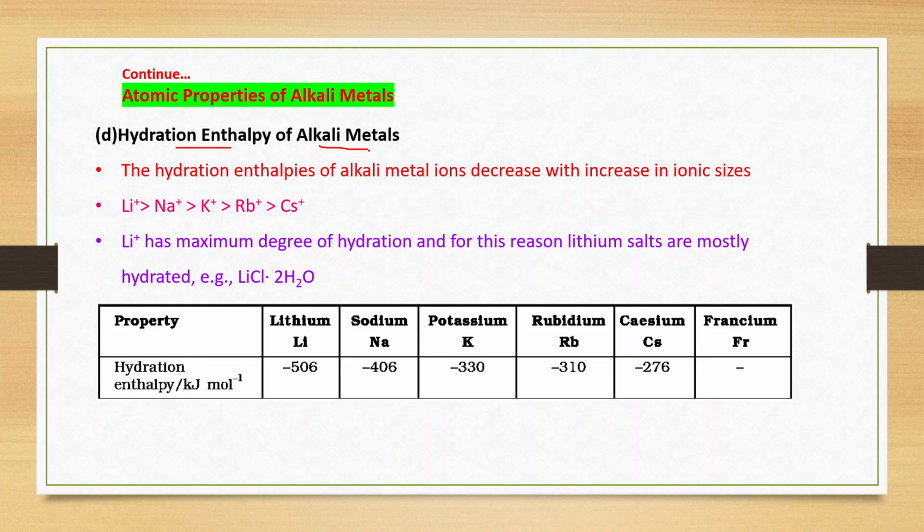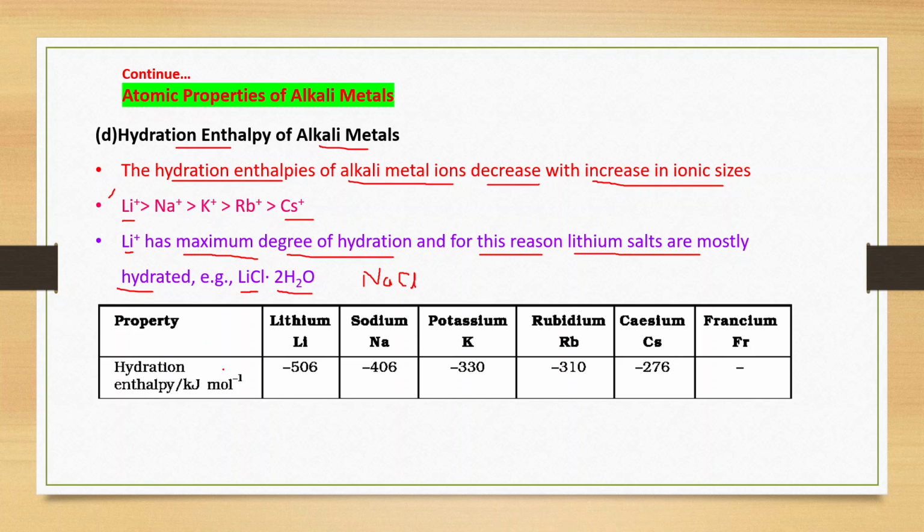Hydration enthalpy of alkali metals. The hydration enthalpies of alkali metal ions decrease with increase in ionic sizes. So we can say this is the decreasing order of hydration enthalpies of alkali metal ions. For lithium, this is the most negative, and for cesium, this is the least negative. Lithium positive ion has maximum degree of hydration, and for this reason lithium salts are mostly hydrated. For example, LiCl.2H2O, while sodium chloride occurs only as NaCl.